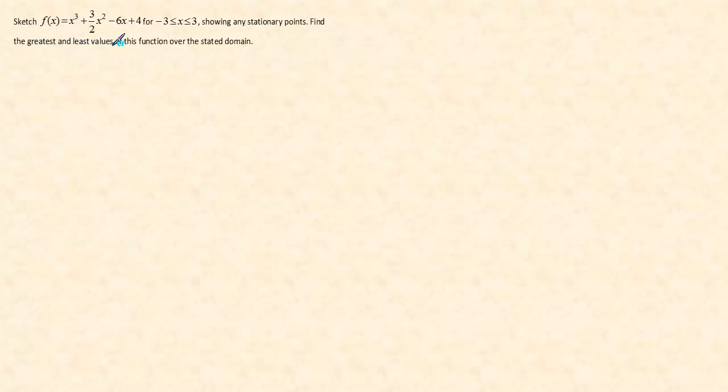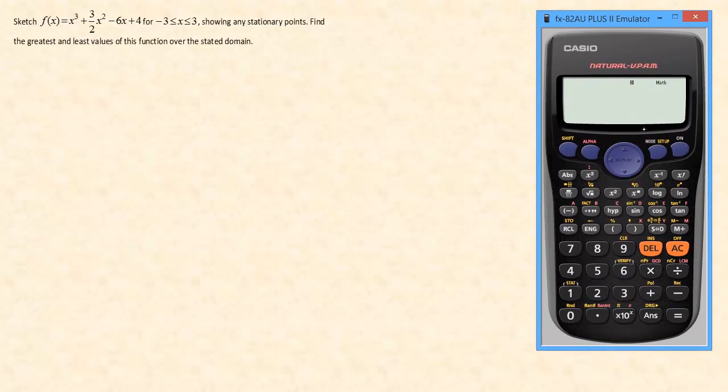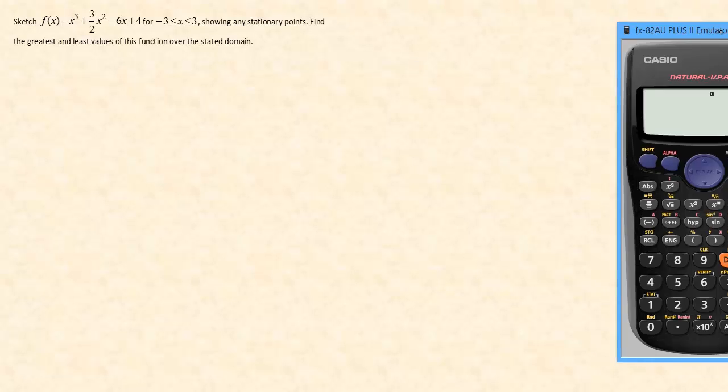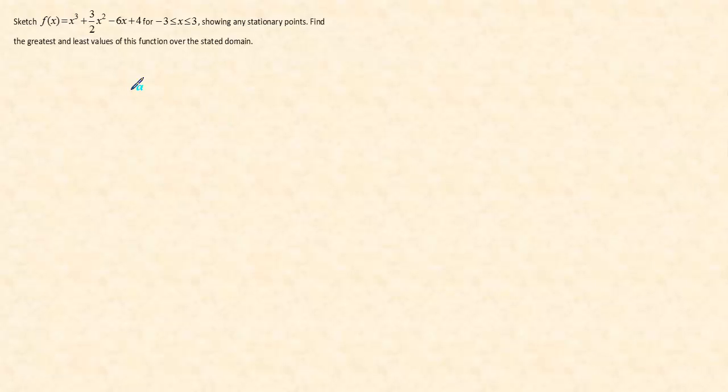We want to sketch this function in this domain, showing any stationary points. We want to find the greatest and least values of the function over the stated domain. And I'm going to assume that we're only allowed a scientific calculator, so we can't just graph it. So let's look for endpoints to start with.